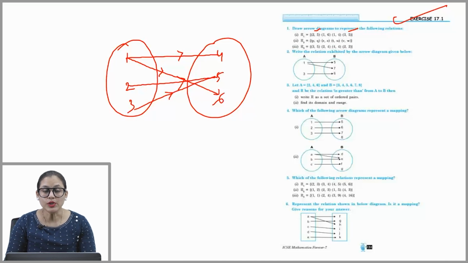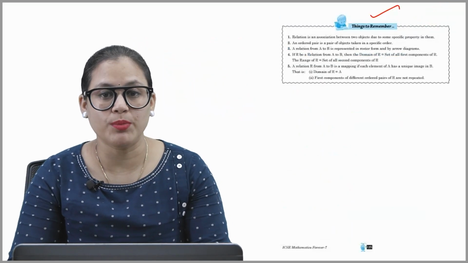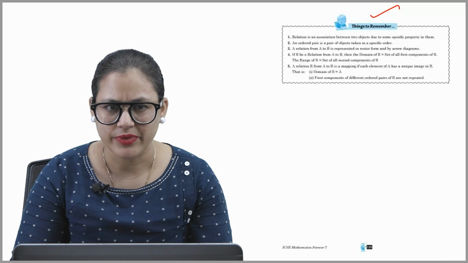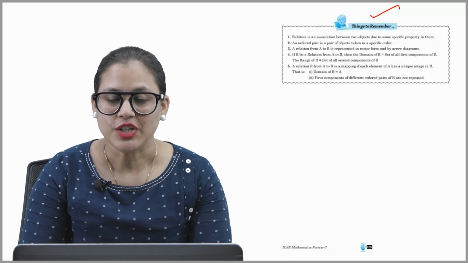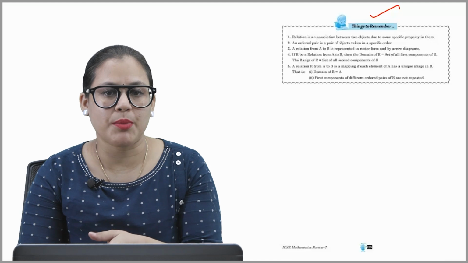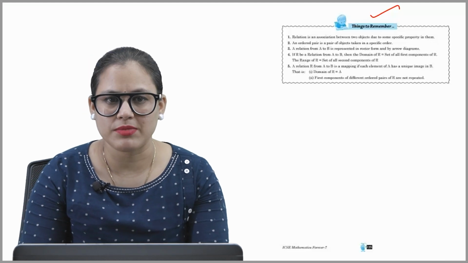Okay, students, now you will practice the remaining questions, right? Things to remember. Number 1, a relation is an association between two objects due to some specific property in them. 2, an ordered pair is a pair of objects taken in a specific order. 3, a relation from A to B is represented in roster form and by arrow diagrams.